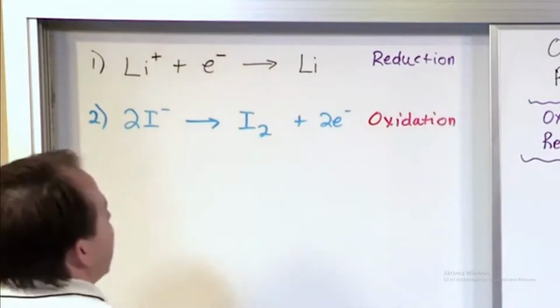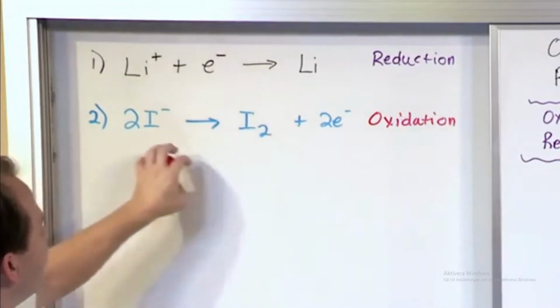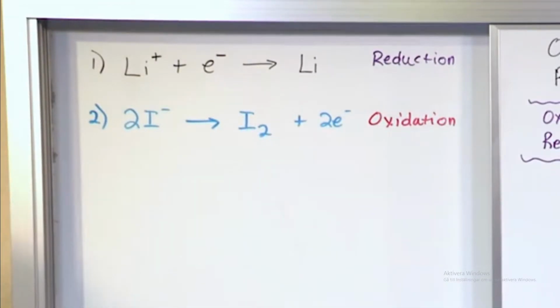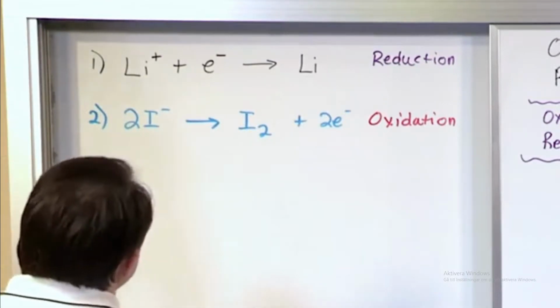So basically in these half reactions, if you see electrons leaving the scene of the crime, we start with something and then you end up with something, and electrons are leaving. That's losing electrons. That is electron donation. And so that is oxidation.